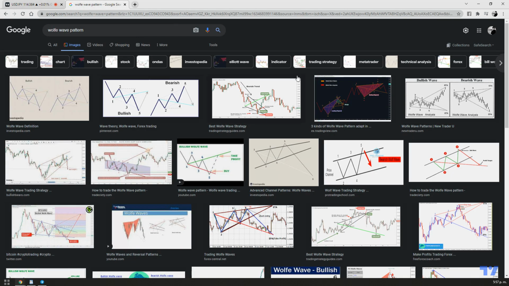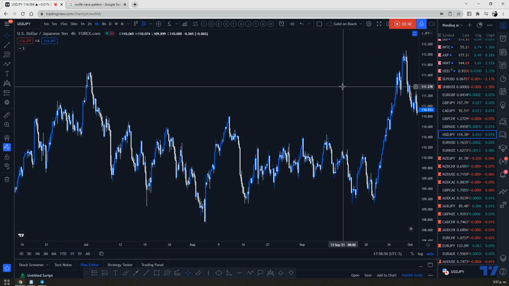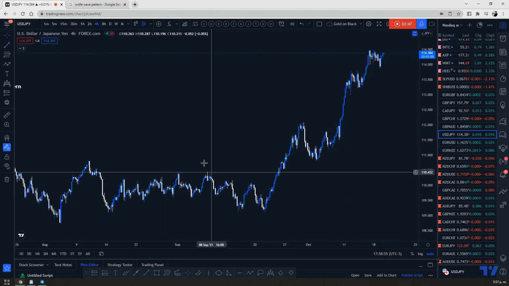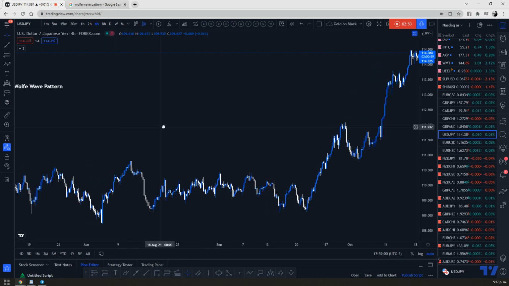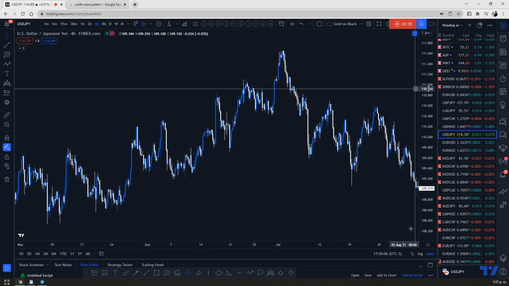So what is the Wolfe Wave pattern? It's basically a formation: one, two, three, four, five. So wave one, two, three, four, and wave five. You will see that usually the fifth wave breaks a channel. So we're going to try to find some formations here, going on a random pair, to give you an example of what a Wolfe Wave pattern would be.